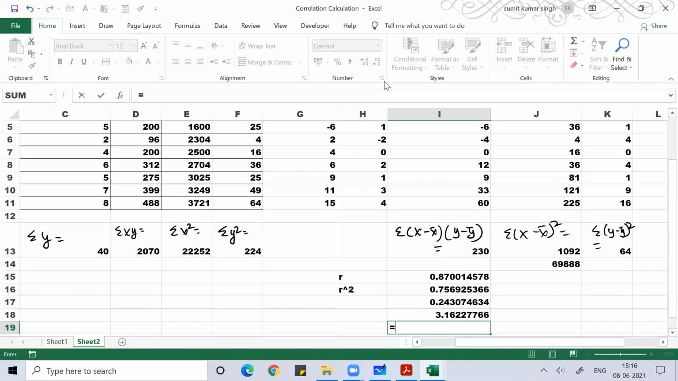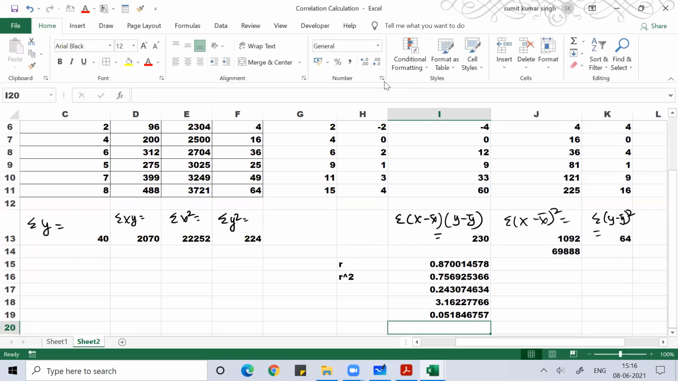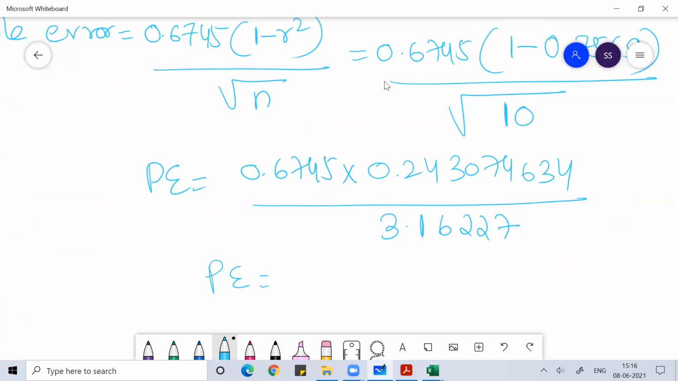So this is 0.6745 into this, divide by under root of n. You get 0.05184. 0.05184 something is your probable error.